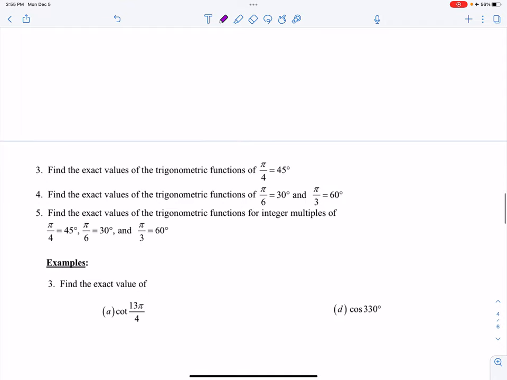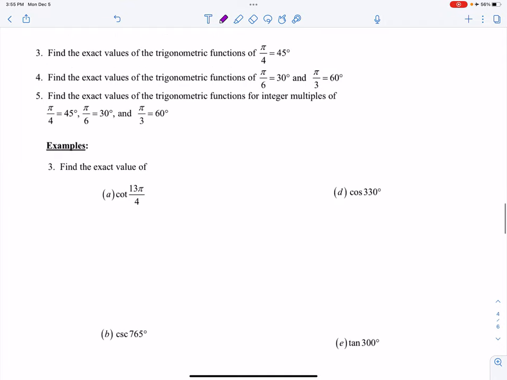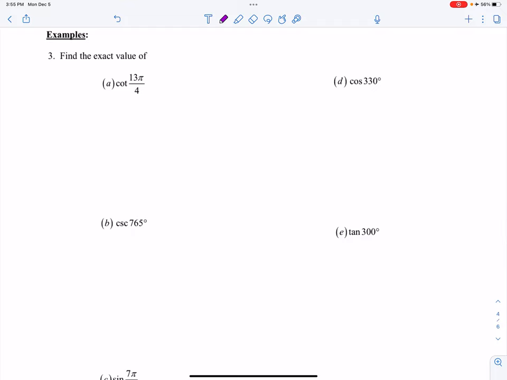Let's take a look at some more. So we are looking at pi over 4, pi over 6, and pi over 3 now. We want to know the exact value of cotangent 13 pi over 4. So let's start with what we know about cotangent. Cotangent is 1 over tangent, and that would leave us with the opposite of tangent. Tangent's usually sine over cosine, so now we're going to have cosine over sine.